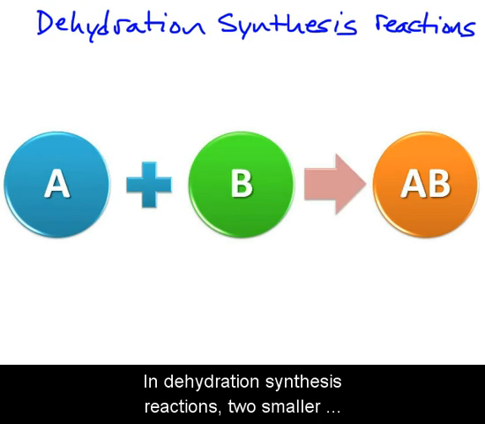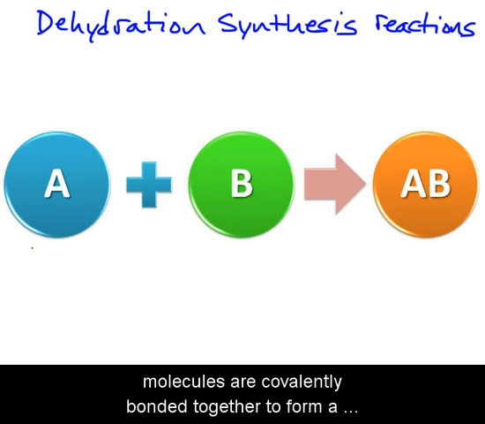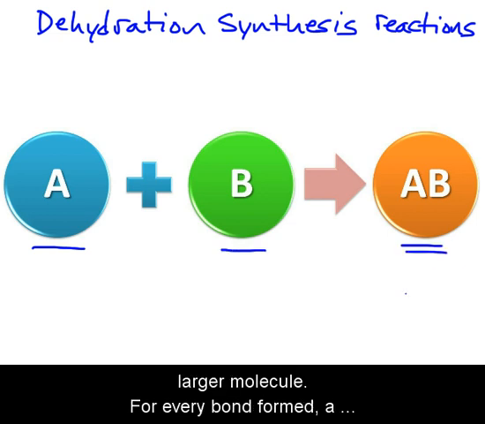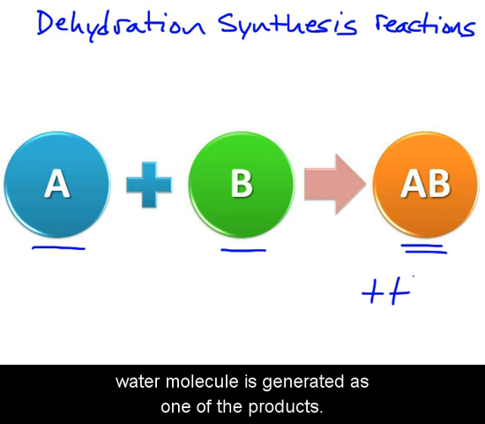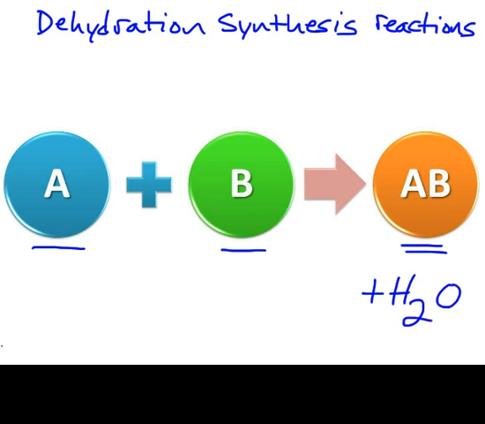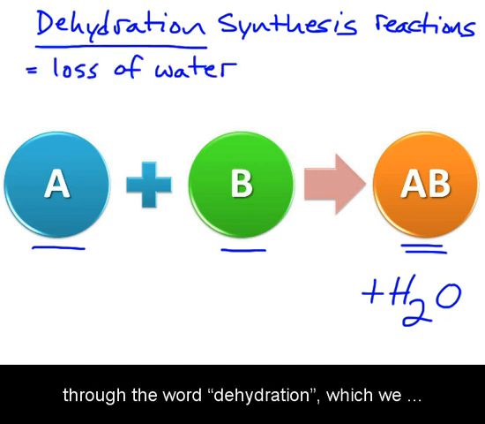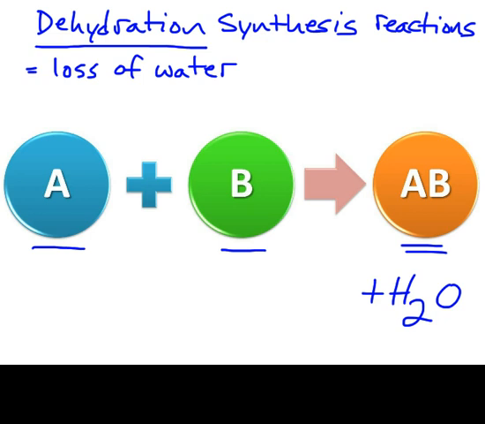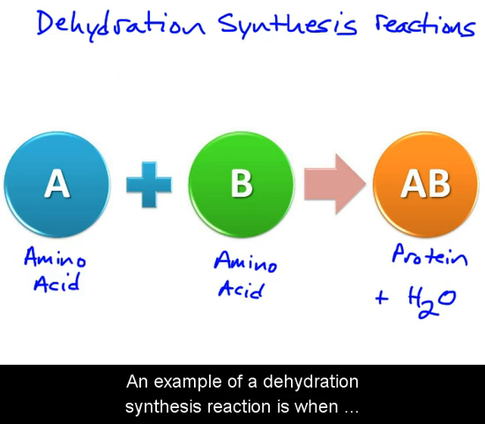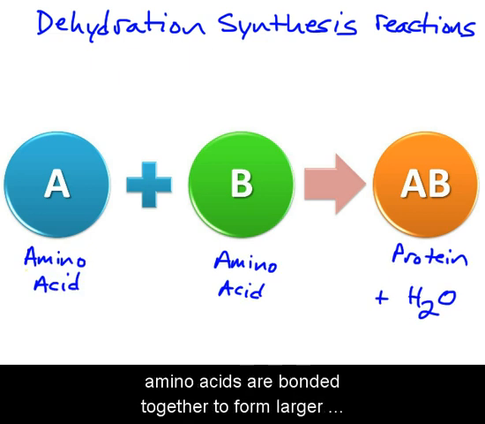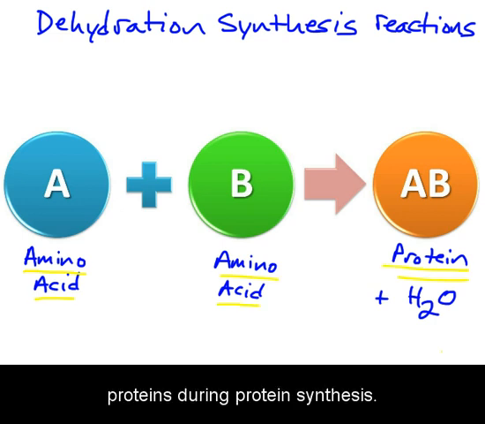In dehydration synthesis reactions, two smaller molecules are covalently bonded together to form a larger molecule. For every bond formed, a water molecule is generated as one of the products. One way to help you remember this reaction is through the word dehydration, which we commonly use to mean a loss of water. An example of a dehydration synthesis reaction is when amino acids are bonded together to form larger proteins during protein synthesis.